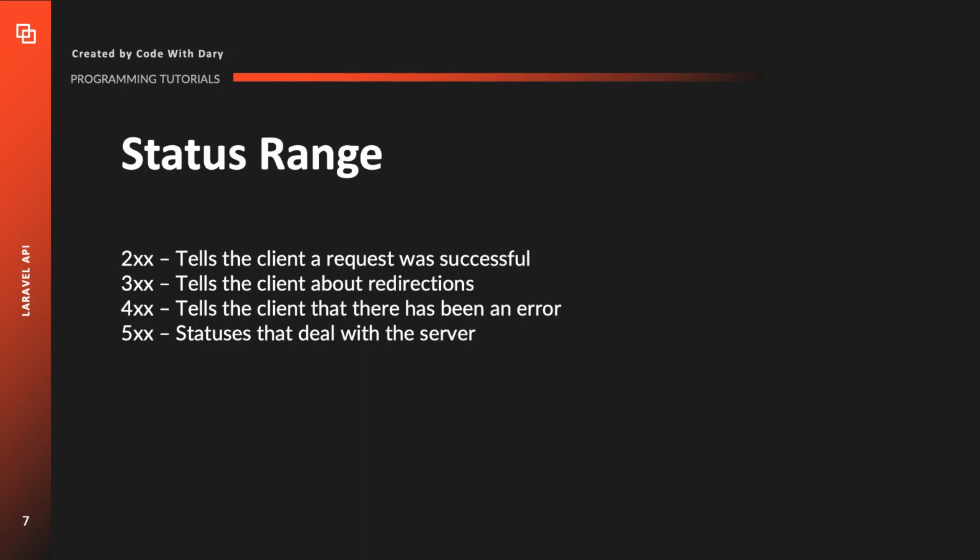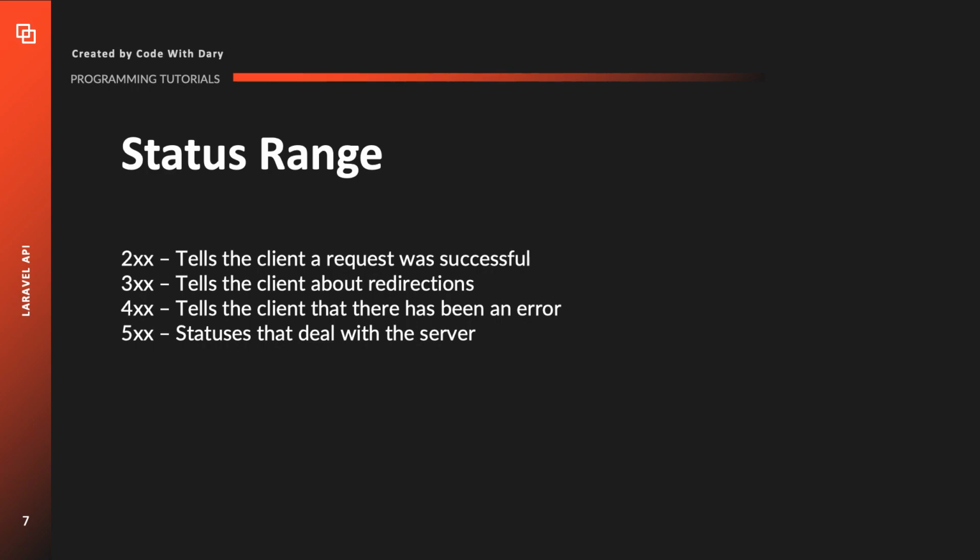Now, status codes have a range. The first number is fixed, so 2, 3, 4, and 5, and the last ones can be changed. Now, whenever your status code starts with a 2, it will basically tell the client that the request was successful. Now, the 300 range will tell the client about redirections, because redirects play a very important role in APIs.